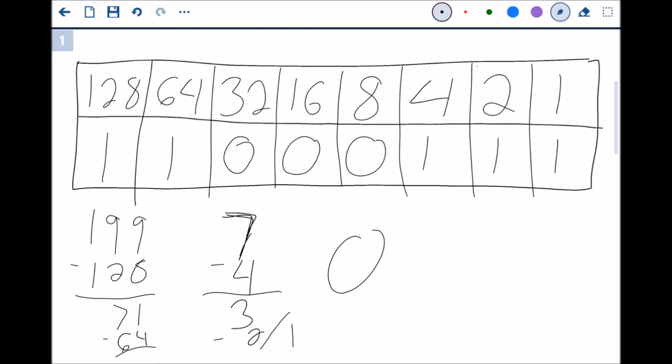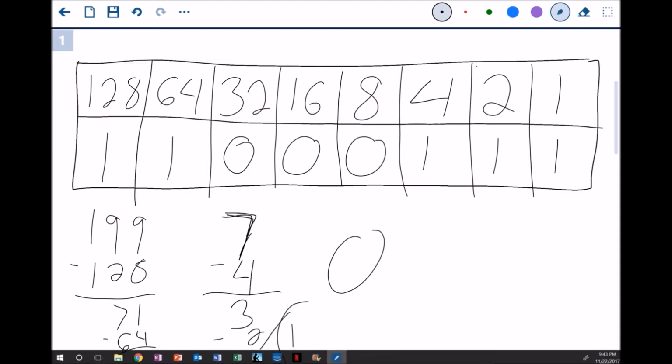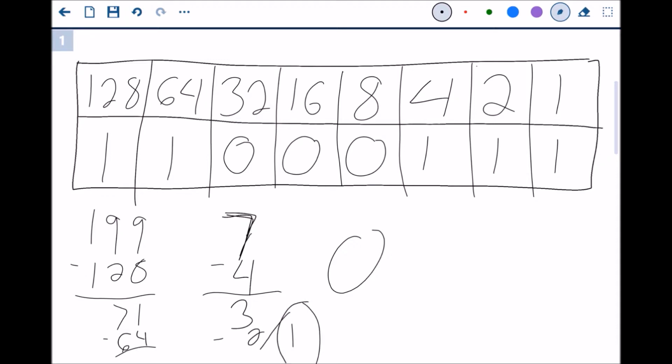So now we have our binary number of 11000111, which is the same as 199 in decimal. Something important to remember is that if you get to the end of your chart and you're at the 1 and you have more than one digit left over in your math, then there is something wrong with the math that you did. The whole point of binary is that you should never have anything left over at the end and should always come out to a 0.